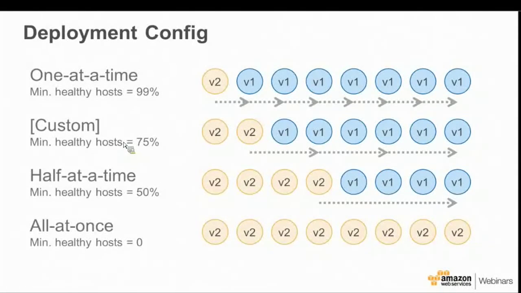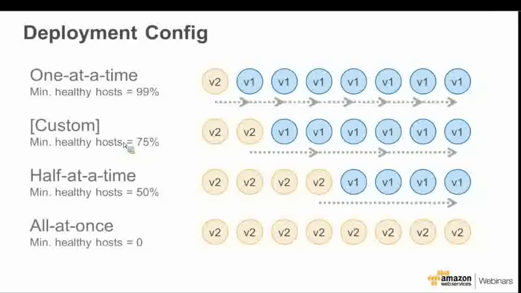But it also helps us determine when a deployment has gone bad enough that we don't want to continue, right? So at any point in time, if taking another host out of service to deploy to it would violate your minimum healthy host constraint, CodeDeploy will stop at that point. So it won't continue to try and deploy to hosts when you've told it that you don't want to continue. So that's how deployment configs work.